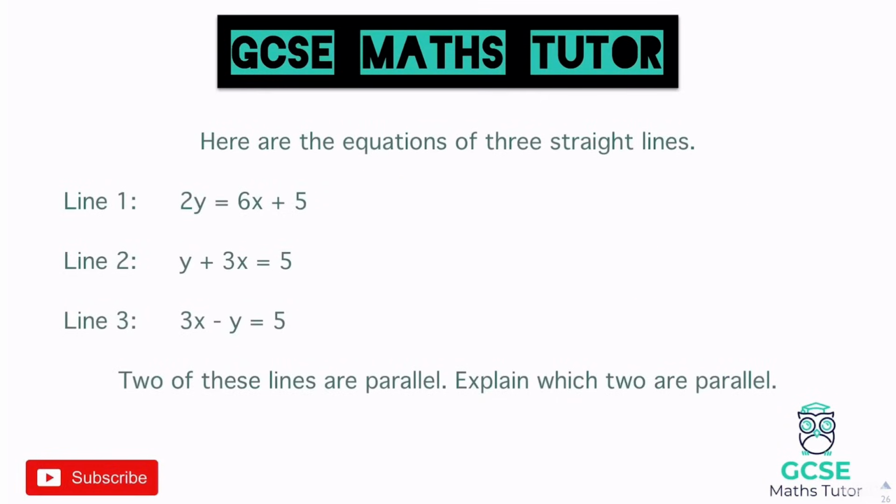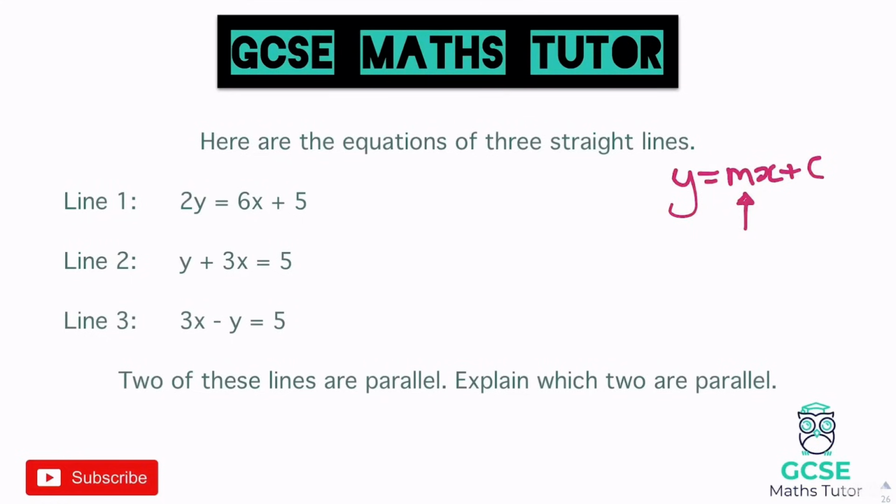And the last question on these, it says here are the equations of 3 straight lines. It says 2 of them are parallel, and explain which 2 are parallel. So in order for a line to be parallel, it's going in exactly the same direction, and therefore it has exactly the same gradient. So in terms of the equation of a line, which we always want in this form, y equals mx plus c, we want to see this number being exactly the same.